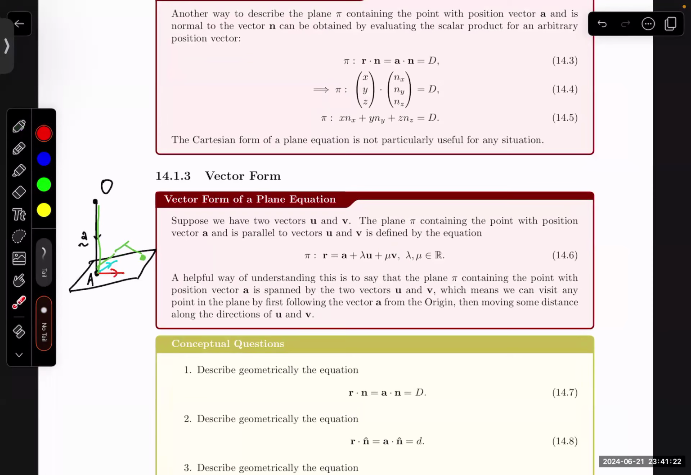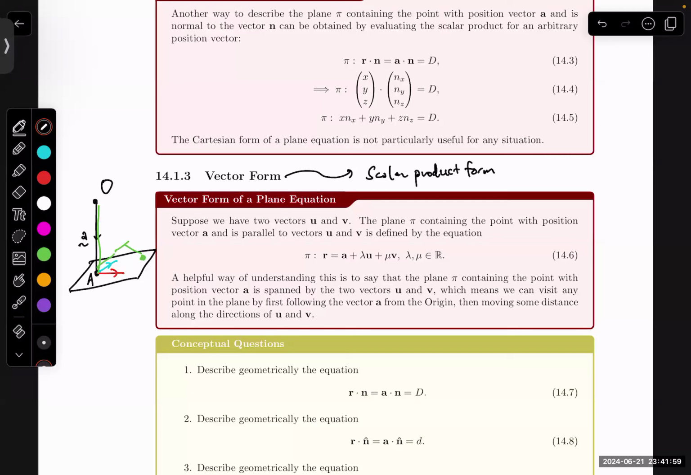I don't find this particularly useful. It's good for visualizing. It's good for bridging the gap between lines and planes, but it's not useful for any question in H2 math. If you're given a vector form, convert it into the scalar product form, which is the most useful form.